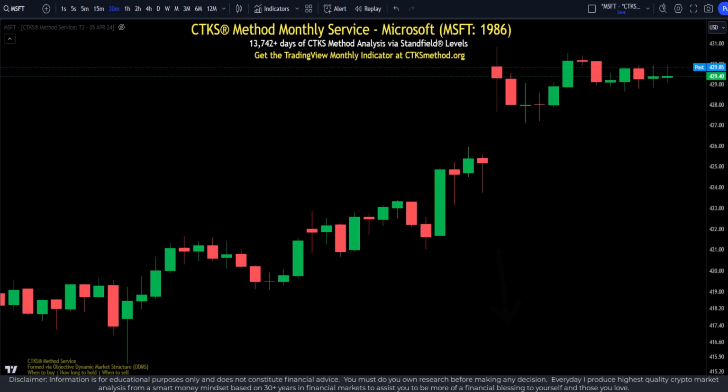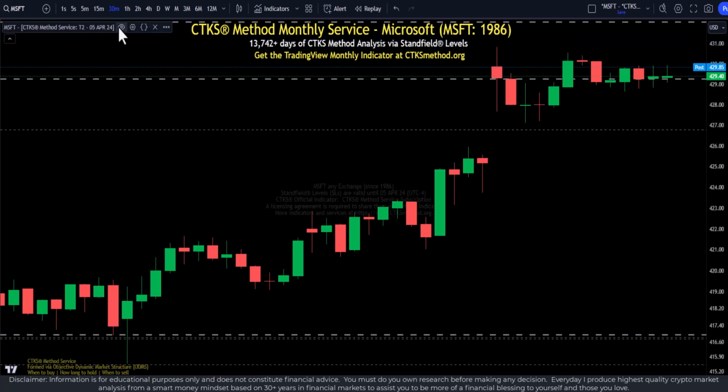It's Rule 4. Price moves in waves. Now let's pop on the structural indicator for Microsoft. Microsoft has been around quite a while. It's been trading for 13,700 days. Let's have a look.